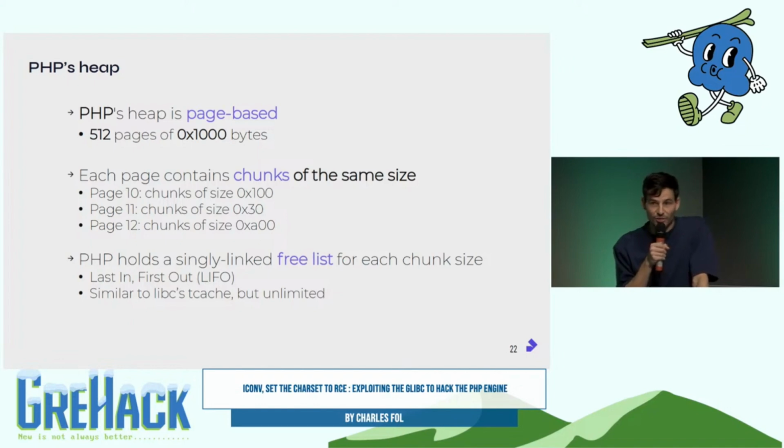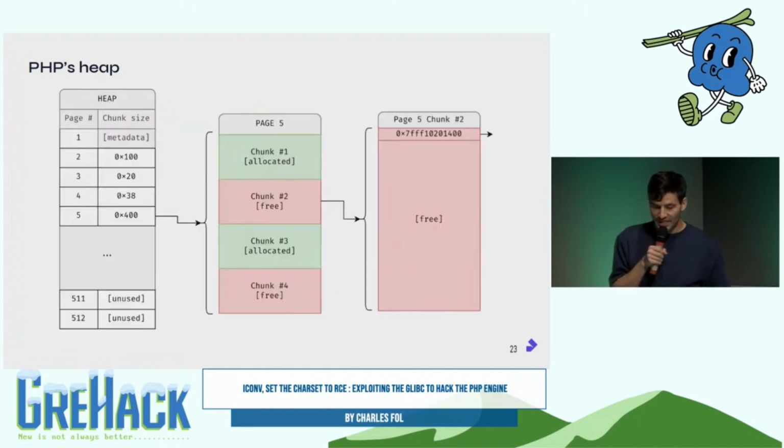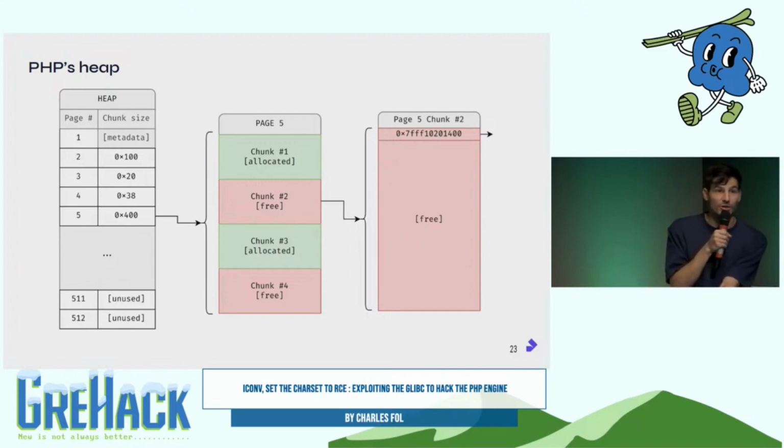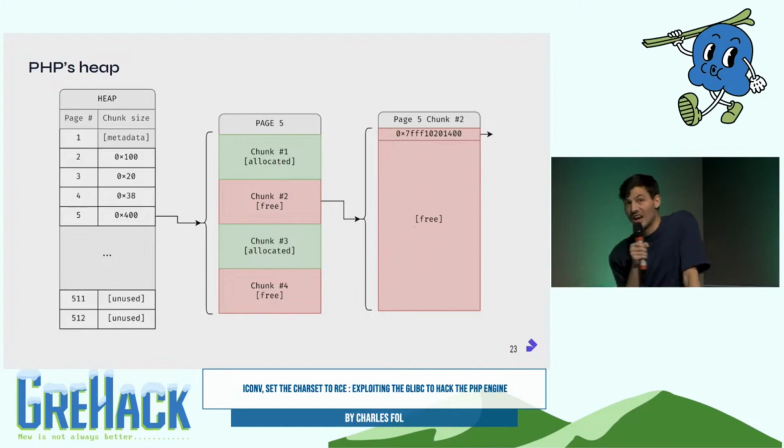But completely unlimited and without any protections. To give you a better idea of how this looks in memory, say that we have the heap on the left with 512 pages, and say that in page 5 we have chunks of size 400. So that means that in page 5, as you can see in the middle, we have 4 chunks. In my example, I have chunk 1 that is allocated, chunk 3 that is allocated, and chunk 2 and 4 that are not, which means that they are in the free list for chunks of size 400.